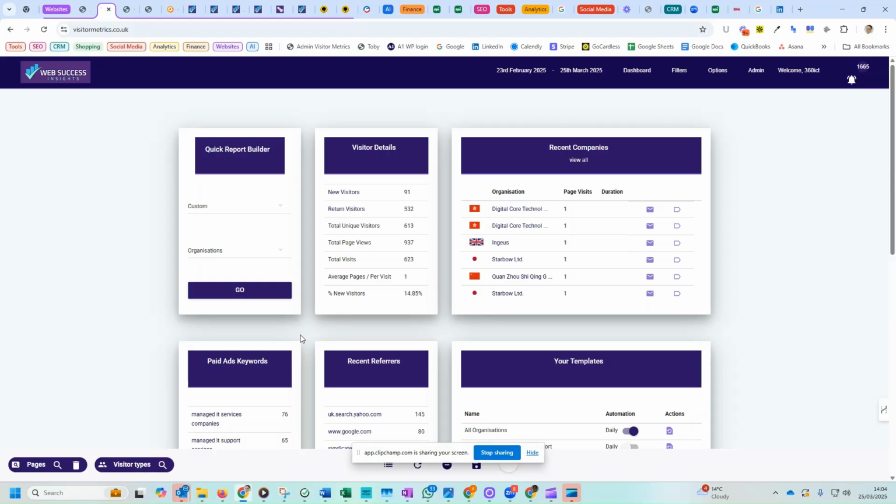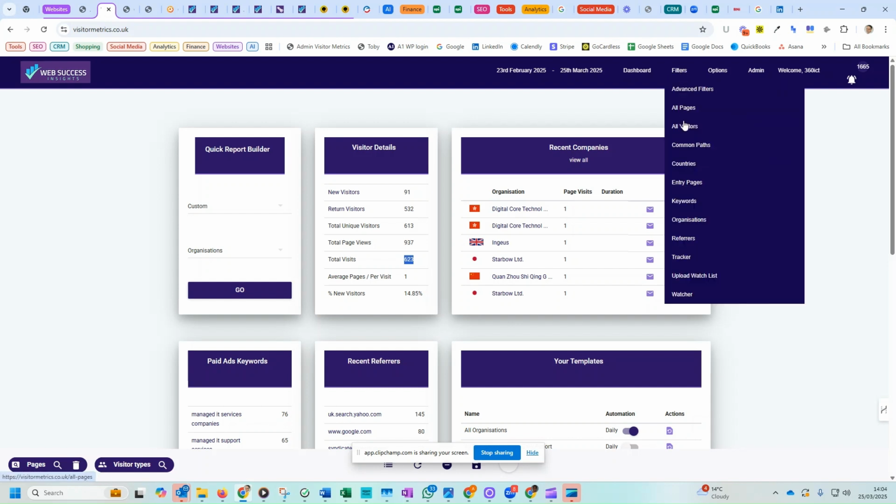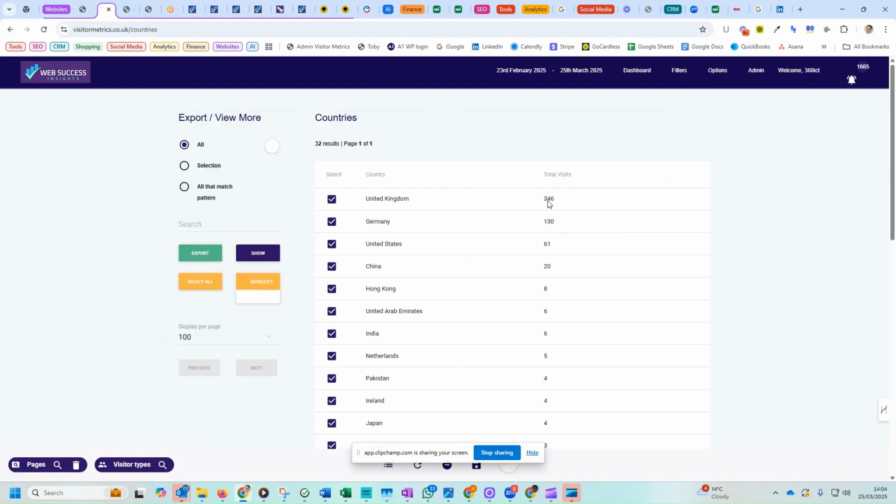If we're looking at the total number of website visitors each month, then we're looking at data that's not actually that useful. What we want to focus on are the relevant visitors. So in this example here, we've got 623 visits over a 30-day period, and we could have a quick look at the data here to see where they came from.